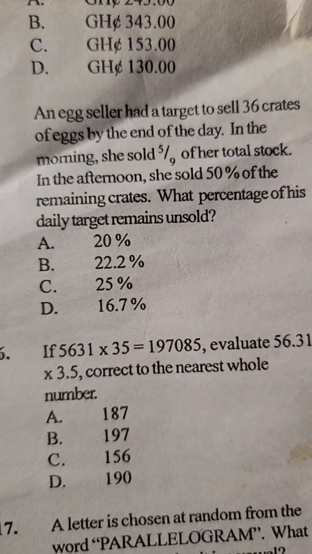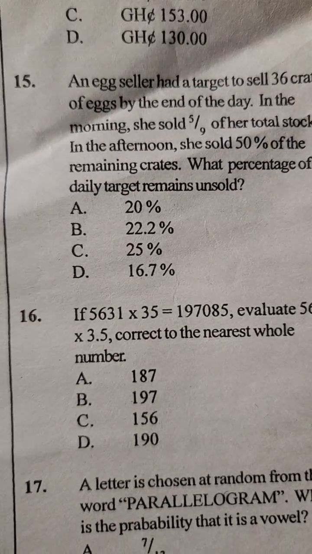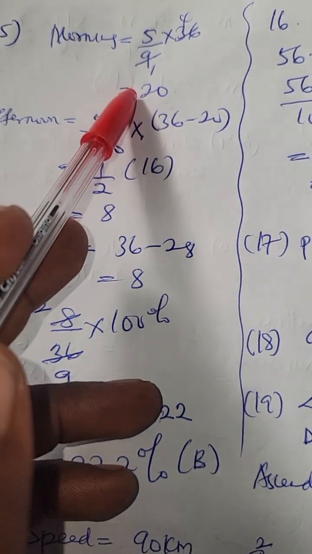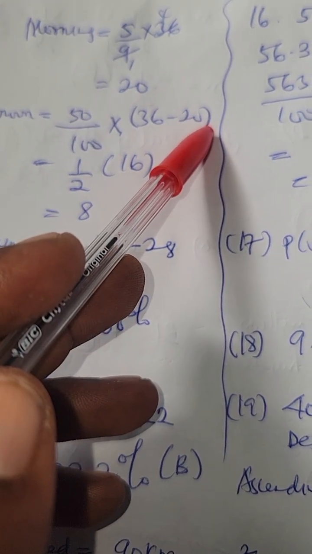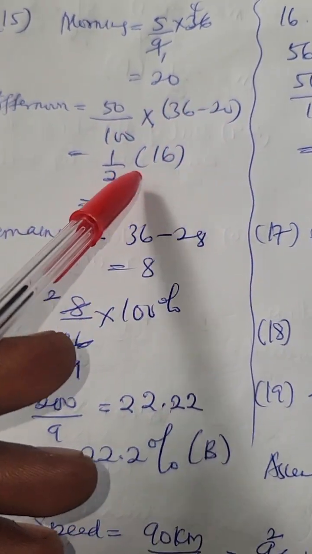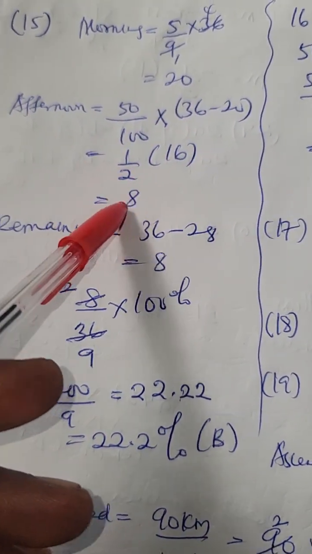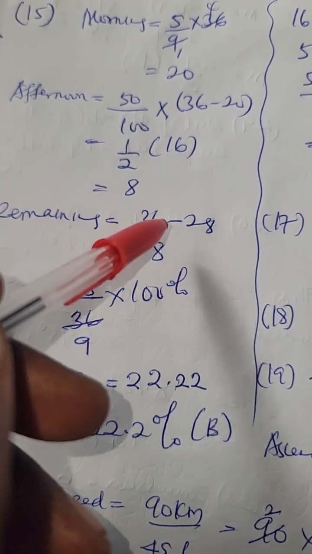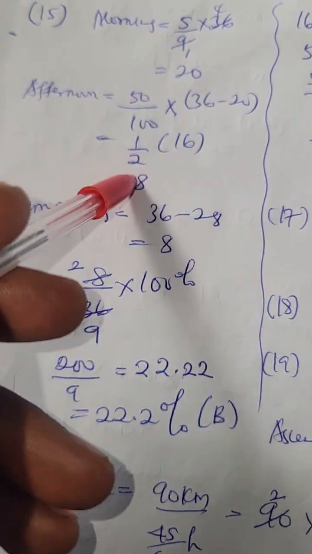Then she sold 50% in the afternoon of the remaining crates. So 50% is 50 over 100 times the remaining. It was 36, and we sold 20 in the morning. So 50 over 100 is a half, and this is 16. 2 here, 1, 2 there, 8. So 8 were also sold in the afternoon. What is remaining? 36. We sold 20 and 8, 28.